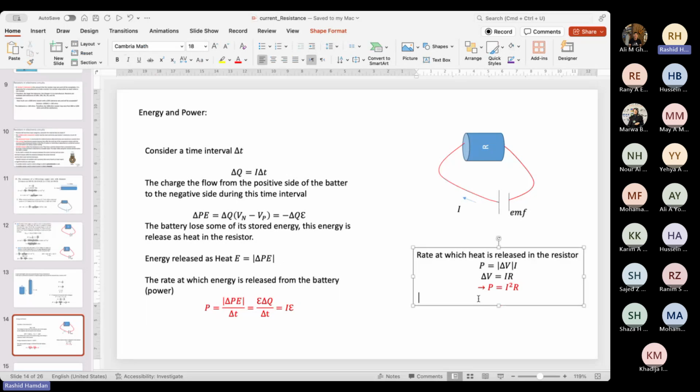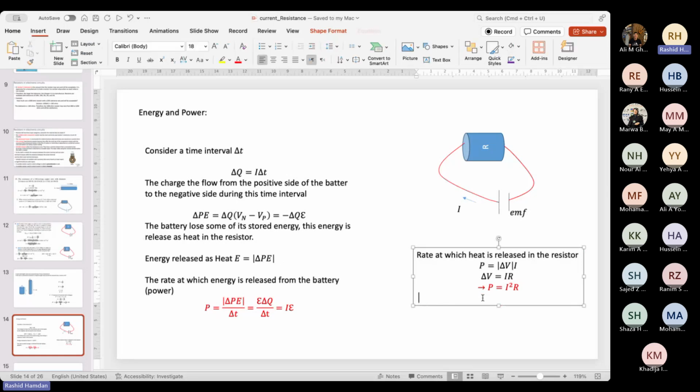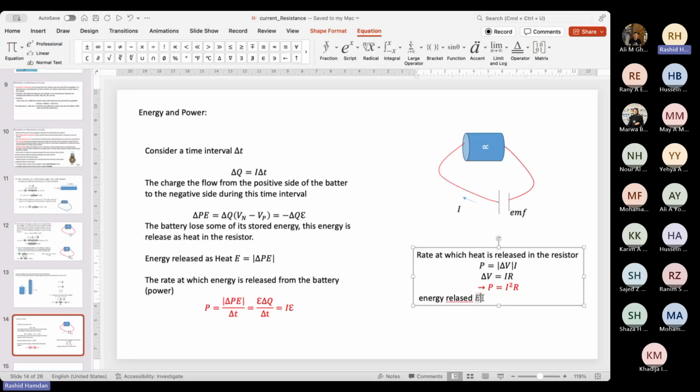And of course if I want to find the energy, I can reverse this equation. How much total energy did I get out? I can say that E is equal to P times the time interval that I had this device on.